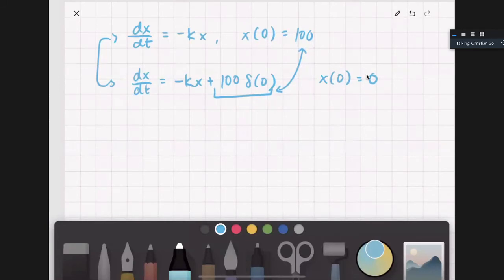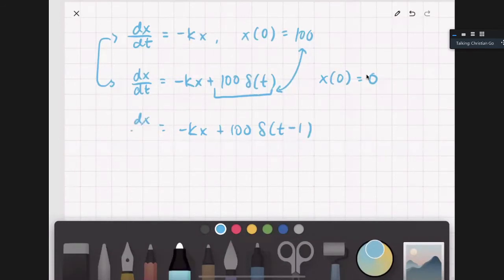But the way we want to read this, and if we have time today I want to do an example of a problem like this, is that think of it as the amount of radioactive substance in a room. At time zero, I add the substance. For example, if I add the substance at time one, then this is going to be minus kx plus 100 delta, t minus one.